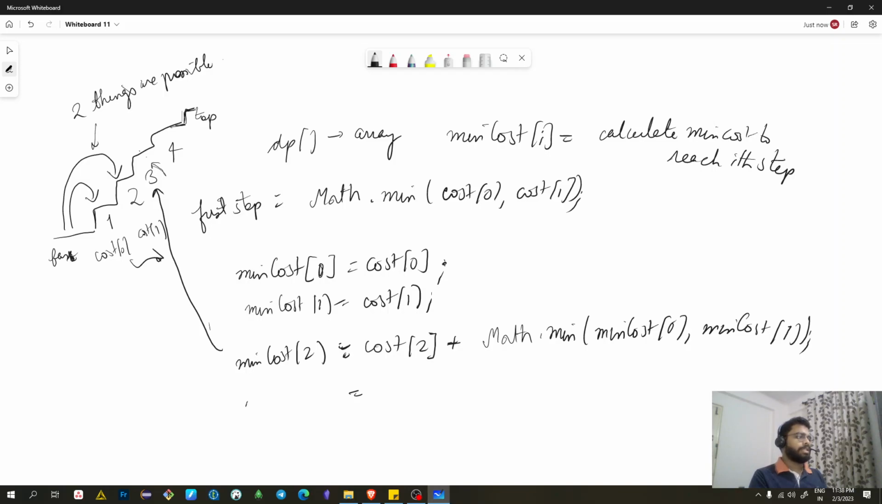Similarly, let's try to build the solution for minimum cost 3 as well. It's not needed, but let's do it. 3 in this case is an index, so it is referring to the fourth position. For the fourth position, you would obviously include the cost of the fourth position first of all, because you are standing there. And you have to figure out whether this step was taken, whether this was taken, or not.